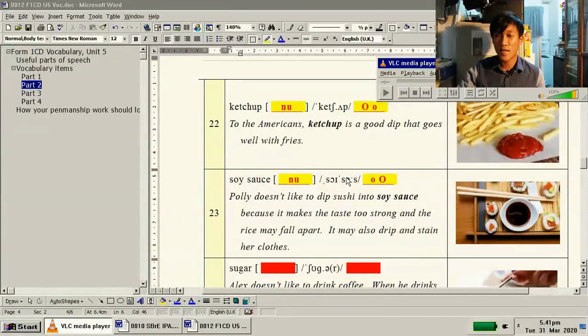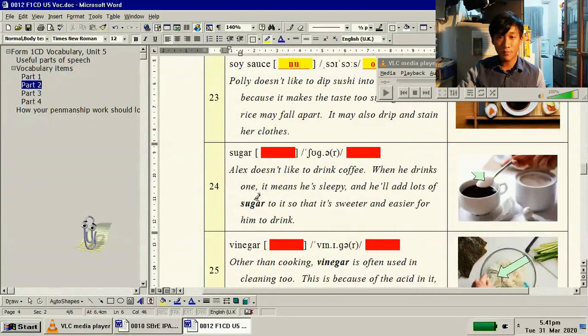Okay, remember, don't say "da da soy sauce." This is very Hong Kongese. It's soy sauce, from the IPA. Next one.